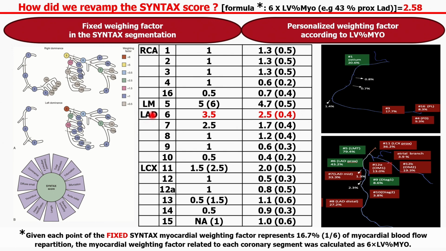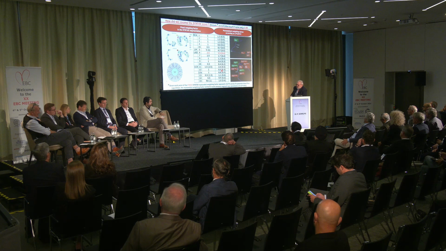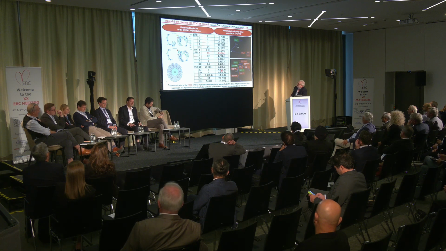On the left-hand side here, you have what we call the fixed weighing factor in the SYNTAX segmentation. You remember the LAD proximal, for instance, was 3.5. Now the real value, this is an average, but you have for every patient, is 2.5 with a standard deviation of 0.4. This is important because using machine learning, we will now get these SYNTAX scores automatically. You know, I'm fed up with the tedious, cumbersome, unpleasant measurement of these things.